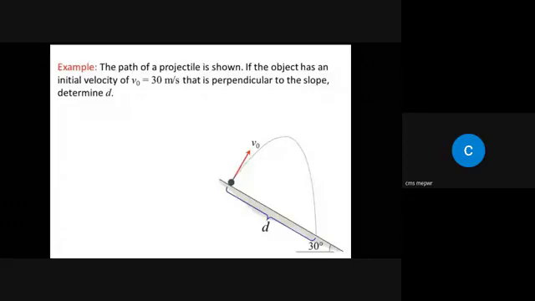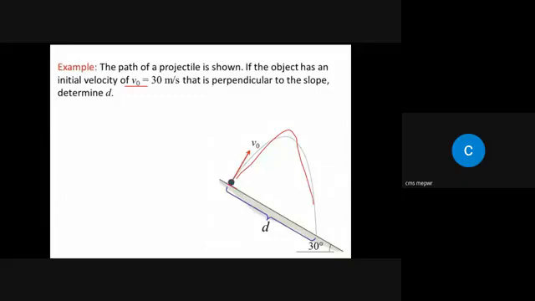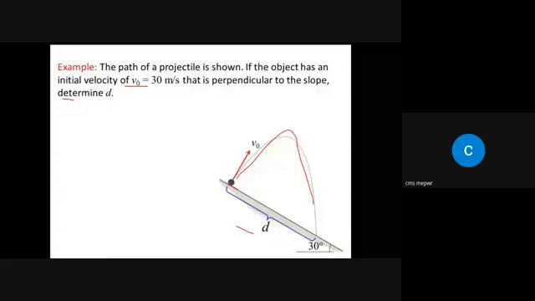The path of a projectile is shown. So this is basically a projectile path, this one, right? Okay, pardon me, ये मैं जो लाइंस वगैरह लगा रहा हूँ माउस से लगा रहा हूँ, उससे आपको पता है ज्यादा क्लियर नहीं आती, ठीक है? If the object has initial velocity v naught equal to 30 meter per second, that is perpendicular to the slope. This one, slope up. Okay, determine D. What we need to do, we need to find out D. And the only force it observes is the resistive force, that is basically acceleration due to gravity.